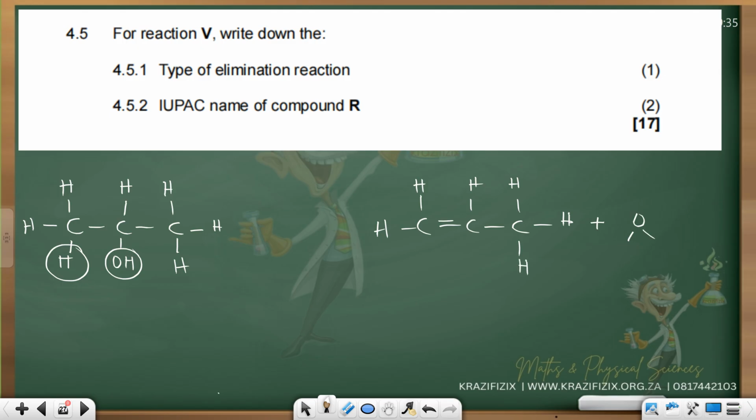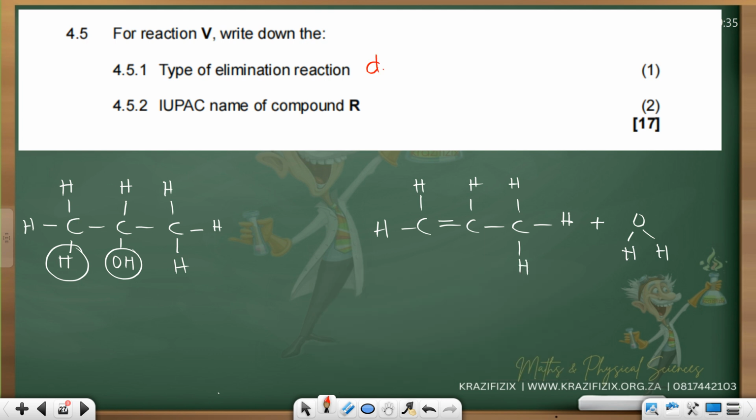Plus what? Do you notice that's the water? And that's elimination. So we eliminate. They said type of elimination. What are we removing? Water. What is that?